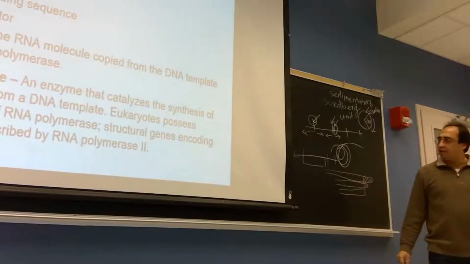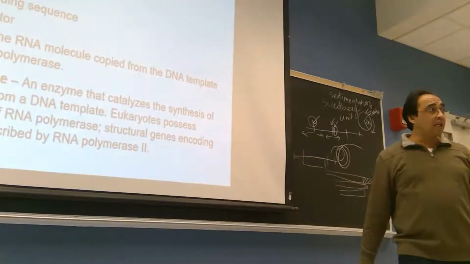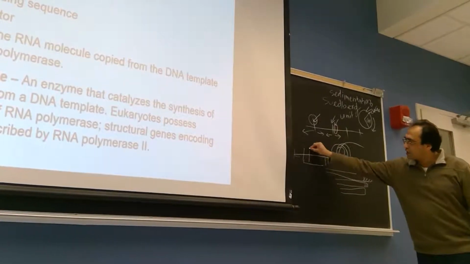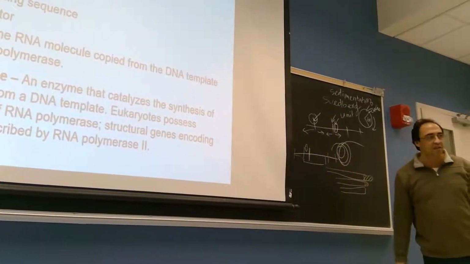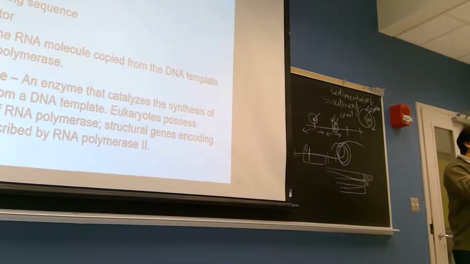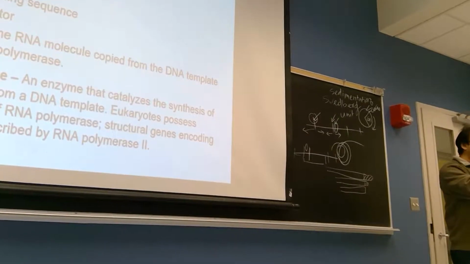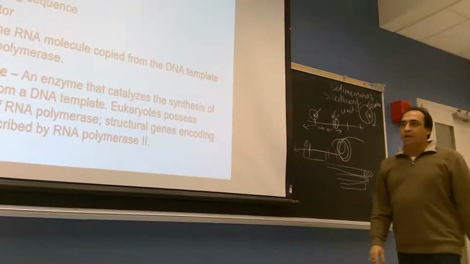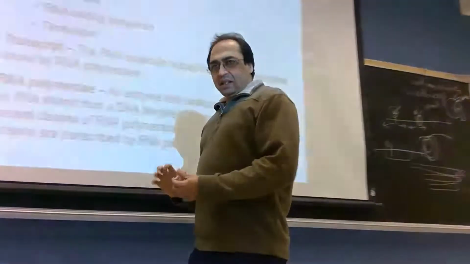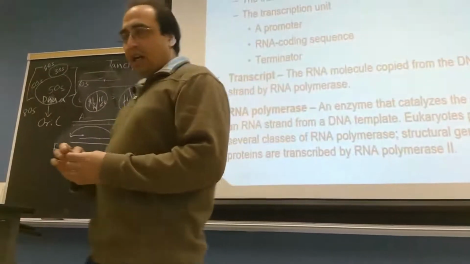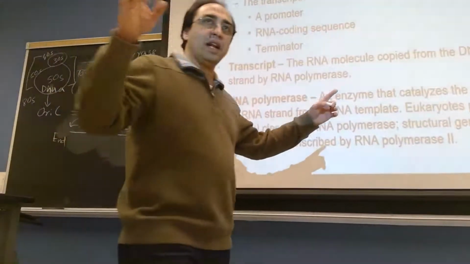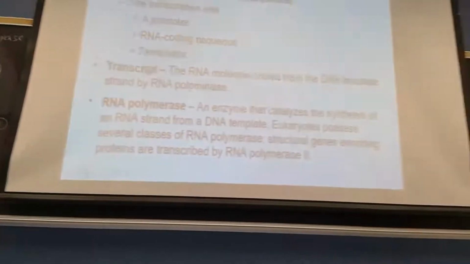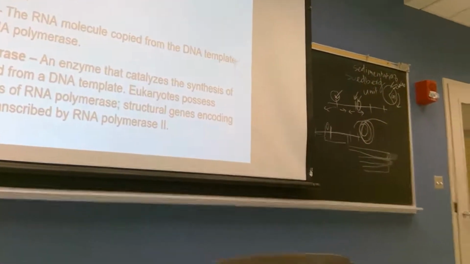Not only that, there is another one. When we go to the regulation of gene expression, we will find that after this promoter sequence, there is another part which is called the operator. That operator controls whether the RNA polymerase will go for the synthesis or not. So the DNA contains the promoter region, the RNA coding sequence region, and the termination region.